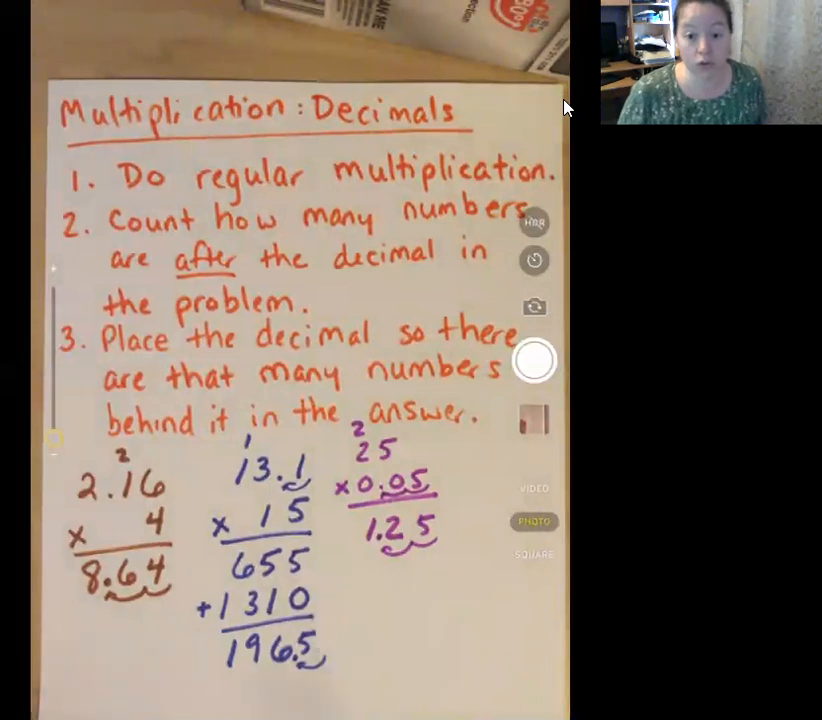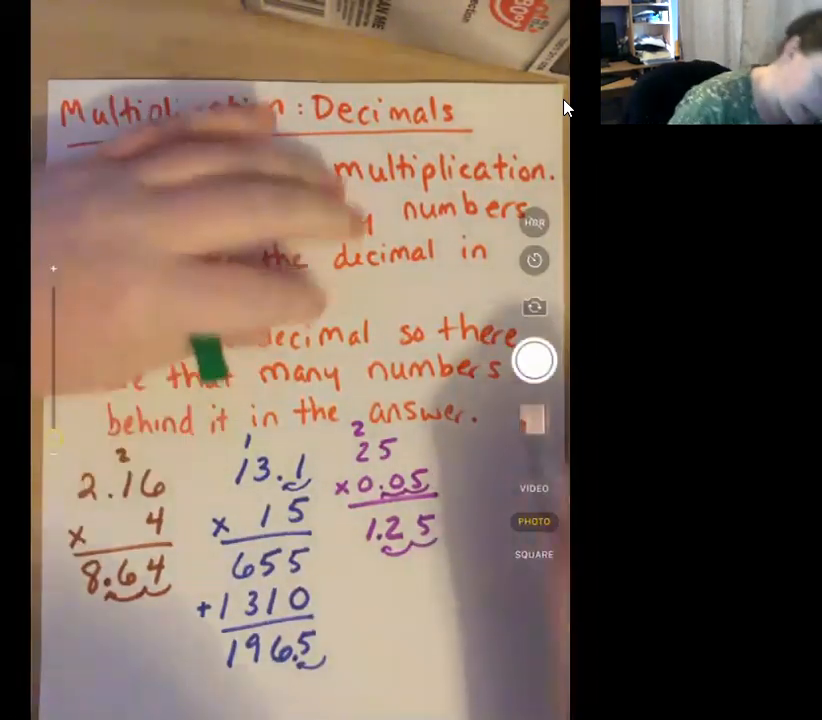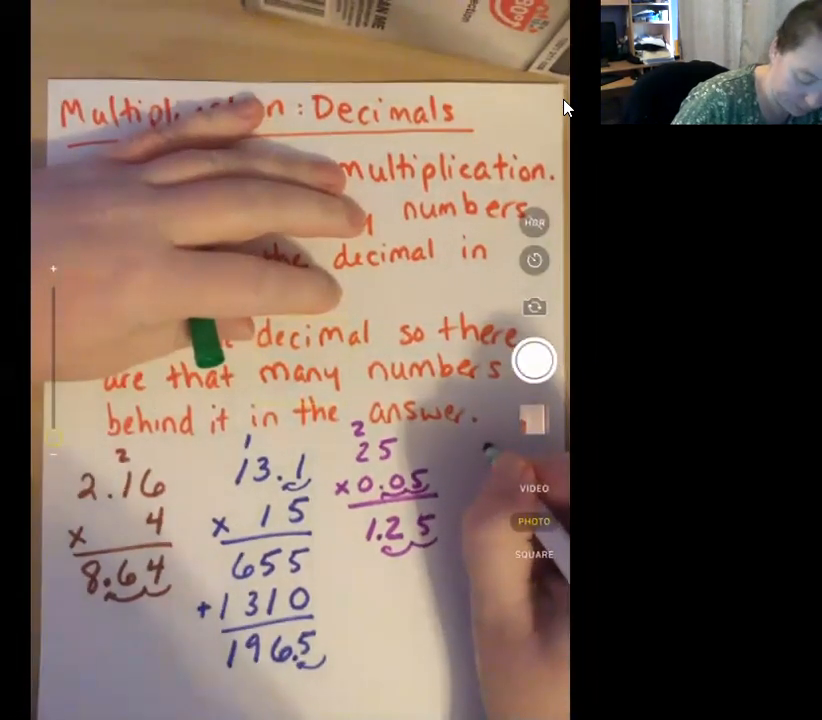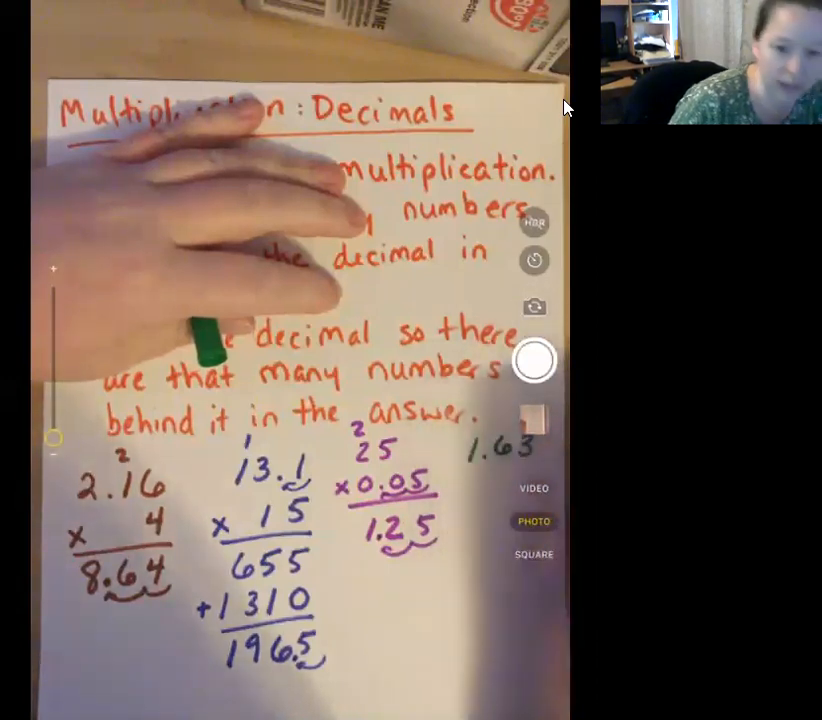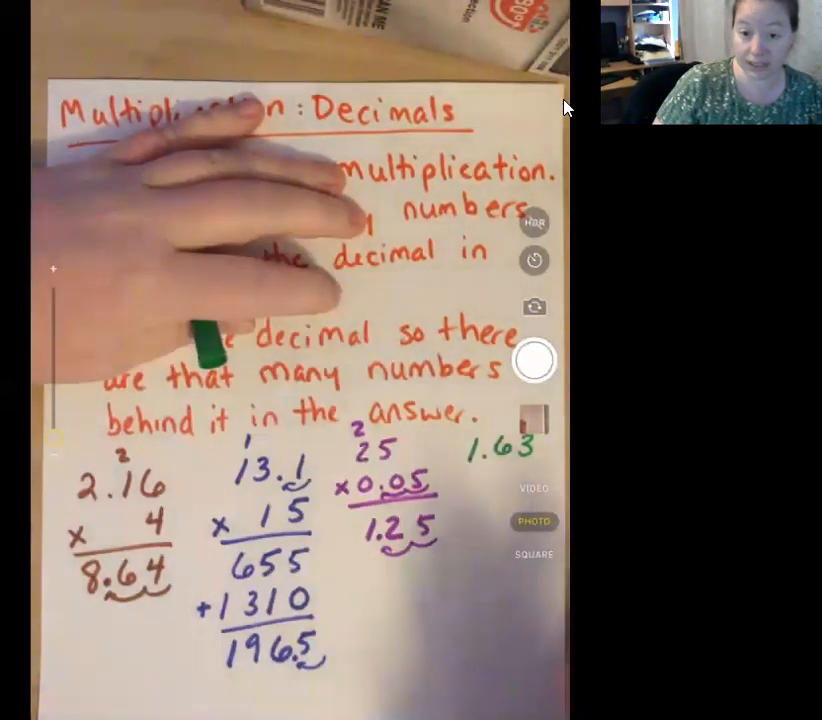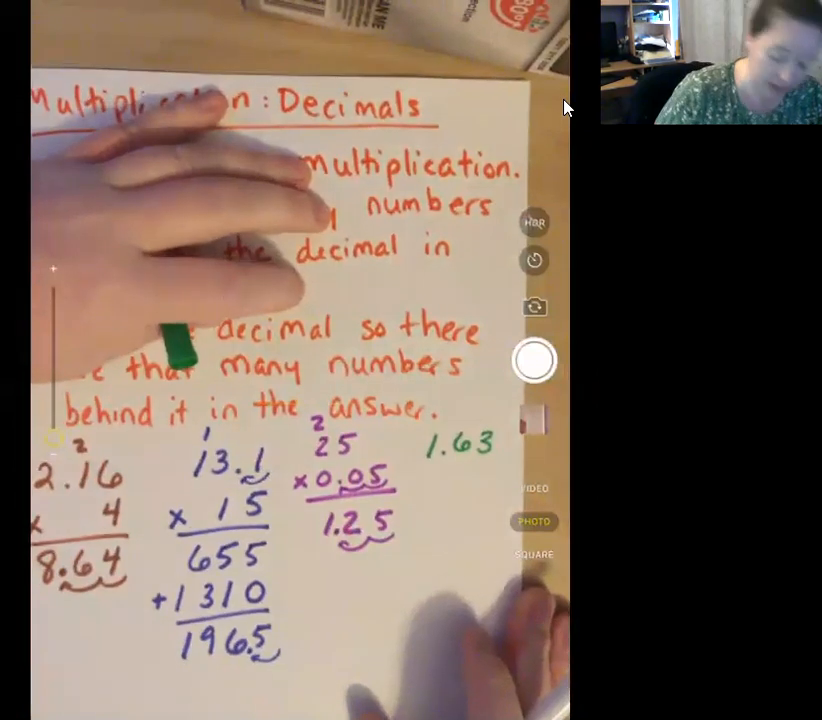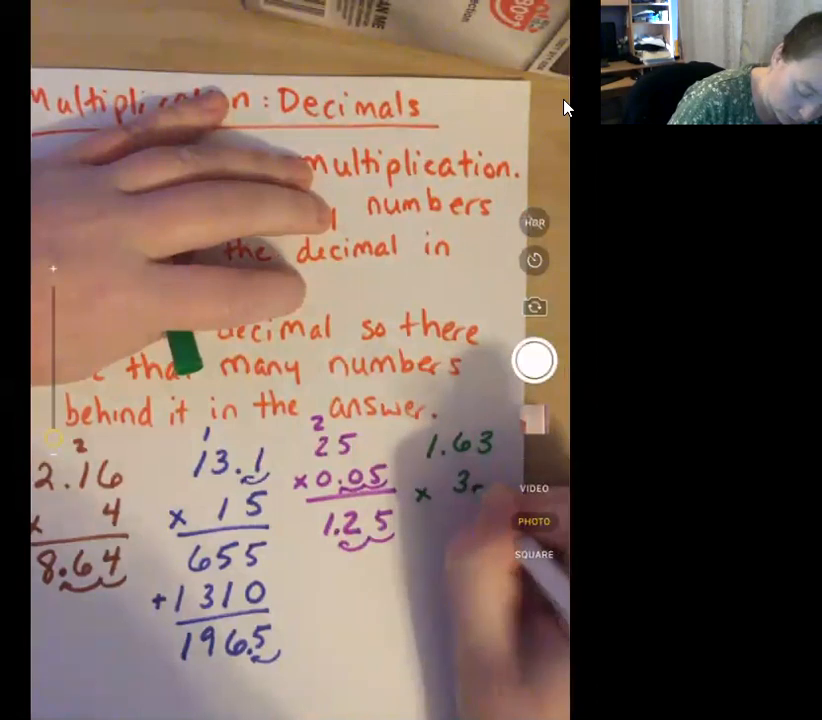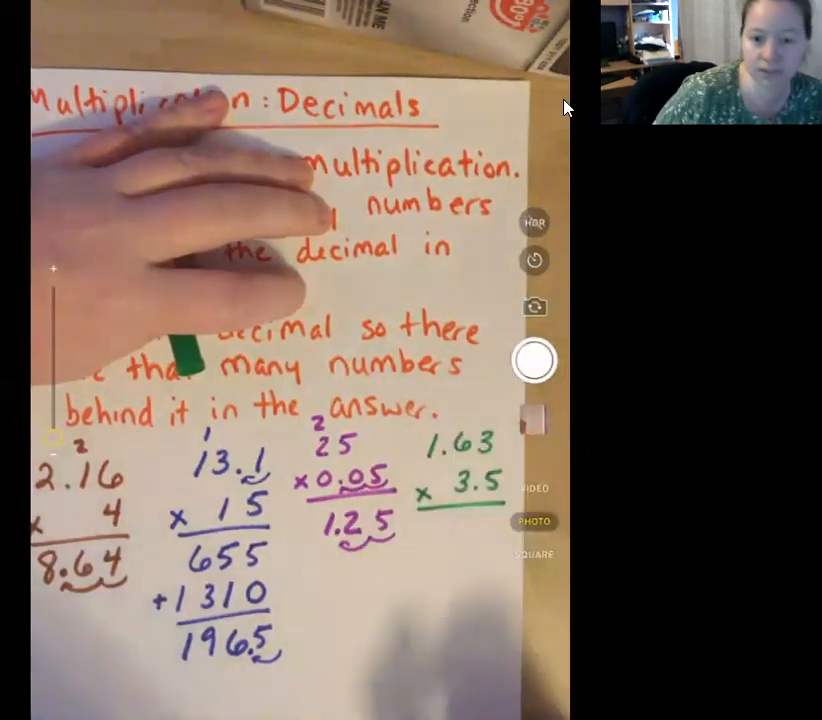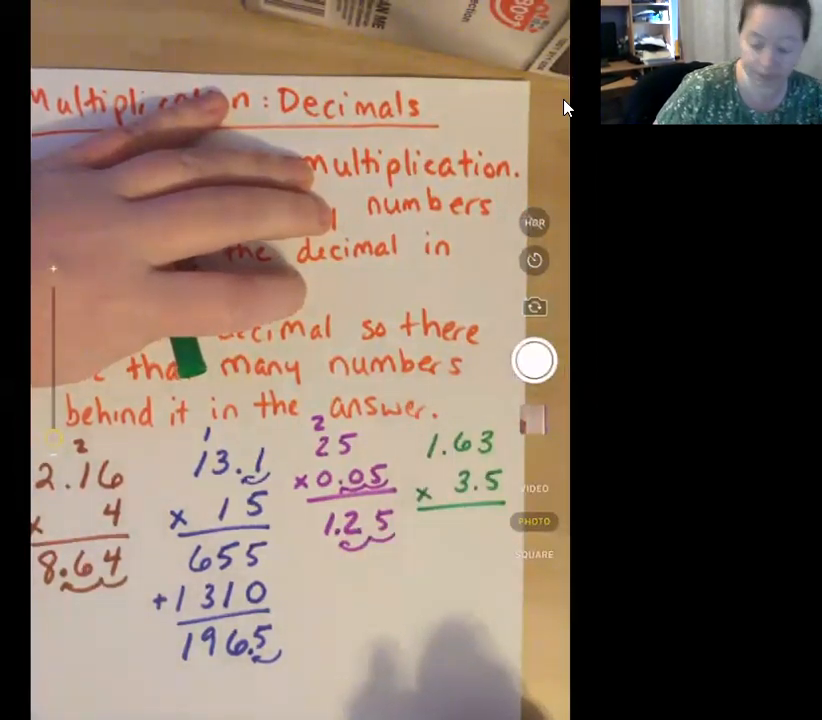Now all of these only had one number that had a decimal point. You do the exact same thing if both of your numbers have a decimal point. So if I have 1.63, 1 and 63 hundredths, times 3 and 5 tenths. Let's try that one.